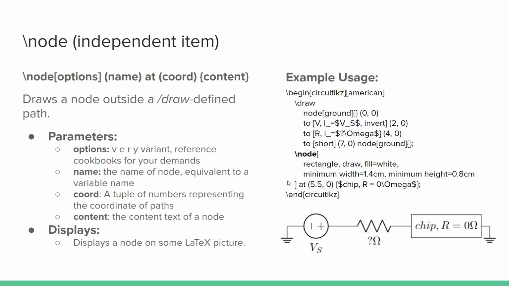And now I'm just going to go through the example usage of what this is doing. So I see that here I have /node, which defines a separate node. And we have these different options here. As you can see, you can adjust the options of a node to fully customize this LaTeX object. In this case, I'm using a rectangle. I'm using the mode draw. I'm filling that rectangle with a white color. I'm using a minimum width and a minimum height. And I'm putting this node at 5.5, 0.